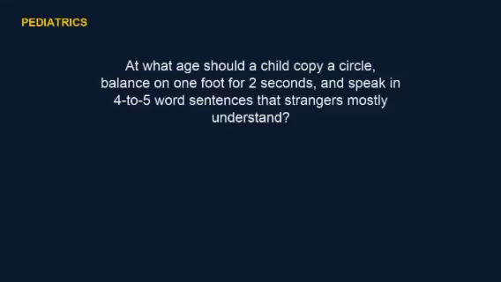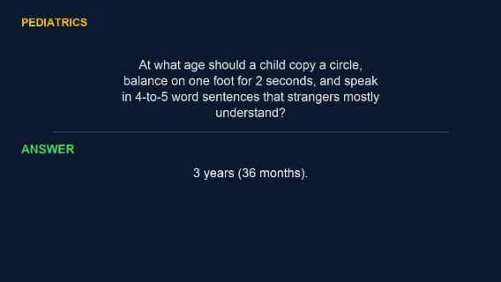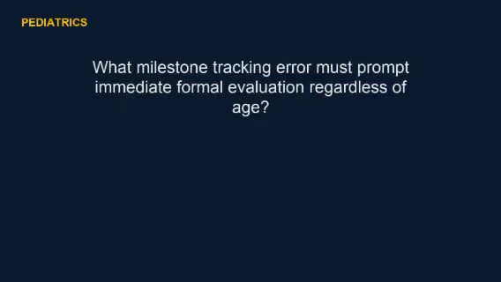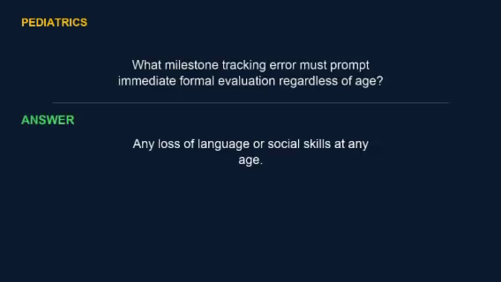At what age should a child copy a circle, balance on one foot for 2 seconds, and speak in 4 to 5-word sentences that strangers mostly understand? 3 years, 36 months. What milestone tracking error must prompt immediate formal evaluation regardless of age? Any loss of language or social skills at any age.